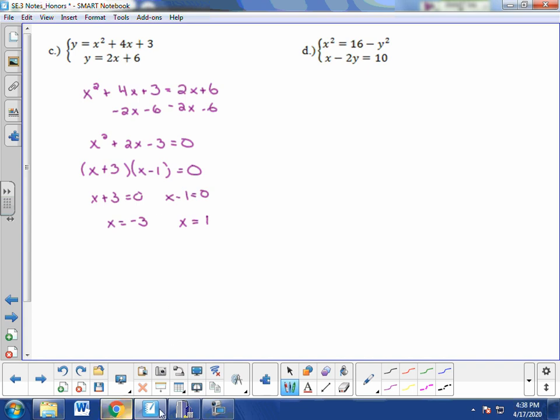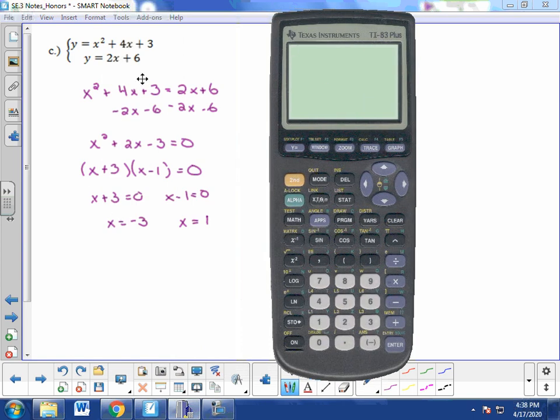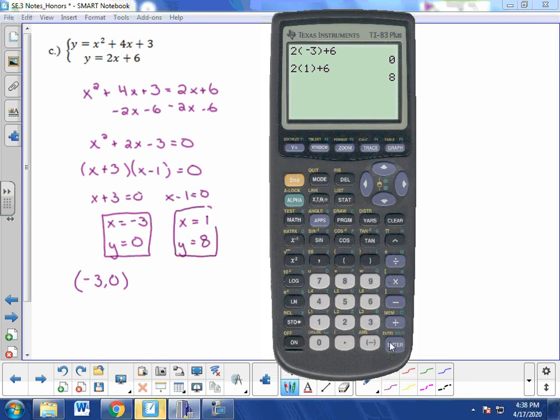Now let's find their corresponding solutions for y. To find their solutions for y, we can just go ahead and substitute back into the equation. So I'm going to do this on the calculator again. So x is -3. I'm going to take that and substitute it into this equation. So 2 times -3 plus 6. So in this instance, y equals 0. So one of my solutions here is -3, 0. Do the same thing with the 1. So 2 times 1 plus 6. And in this instance, y equals 8. So my other solution that I get here is 1, 8.